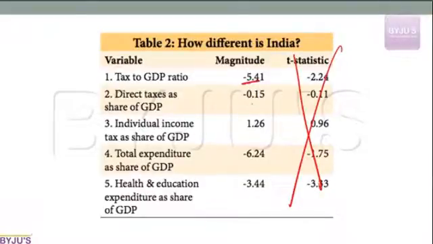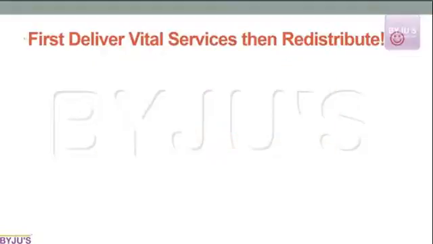Forget about this. We can say India's taxing too less, direct tax is too less, individual income tax is positive. So in individual income tax, India is higher than other countries. Expenditure is too less. Health and education expenditure is too less. So in all these areas, India is in the bad territory.